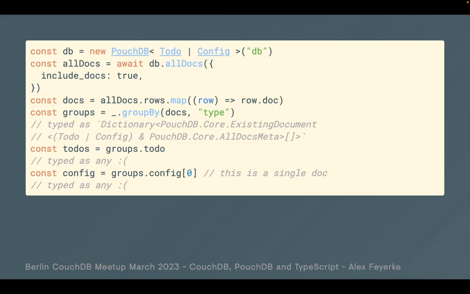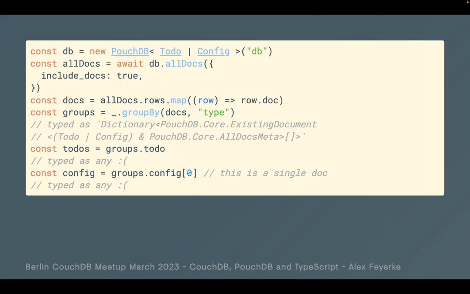And as you can see, the groups variable that comes out of using groupBy is typed correctly. So it's an object, and it has the PouchDB generic for an existing document that is either a to-do or a config, and is also intersected with the allDocs metadata info. This is basically all of the autocomplete stuff you just saw. So groups is typed perfectly, but the stuff inside groups isn't. While we know that the to-do key in the groups contains all of the to-dos, and the config key contains all of the configs, TypeScript can't follow through the groupBy to infer this correctly.